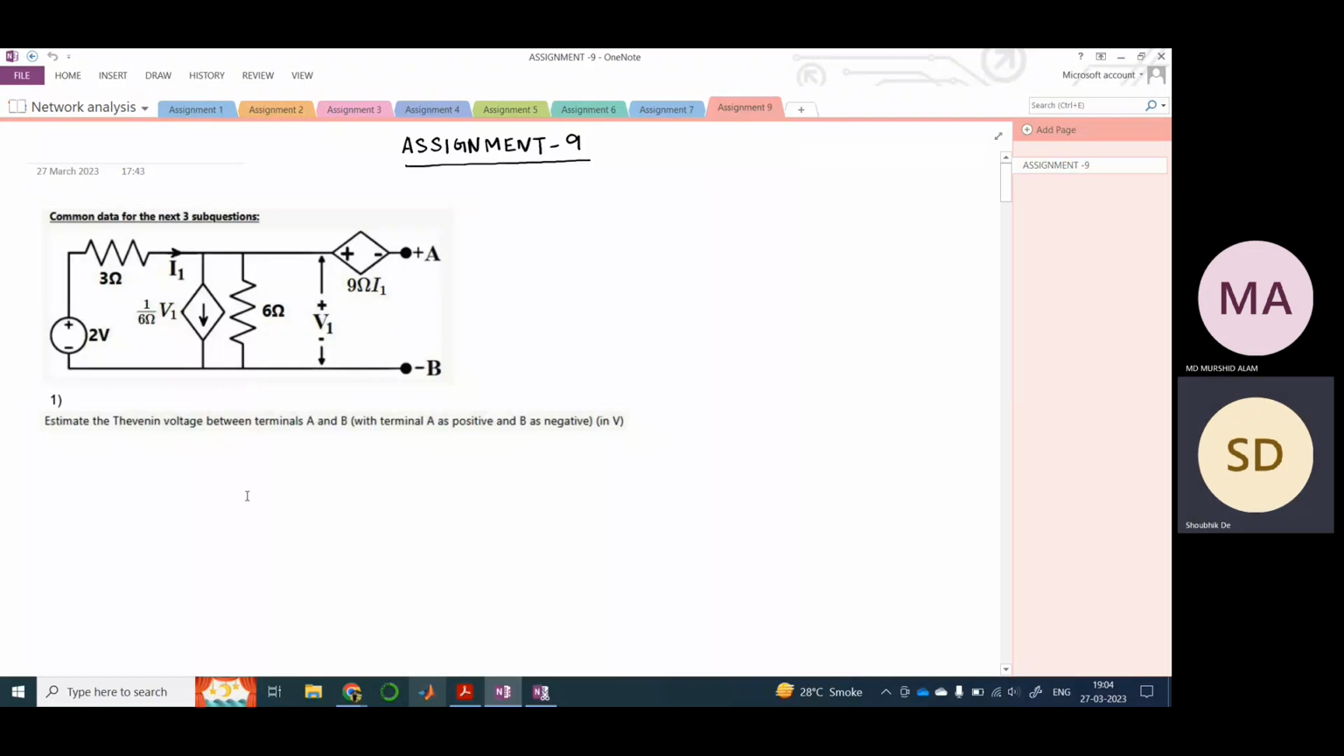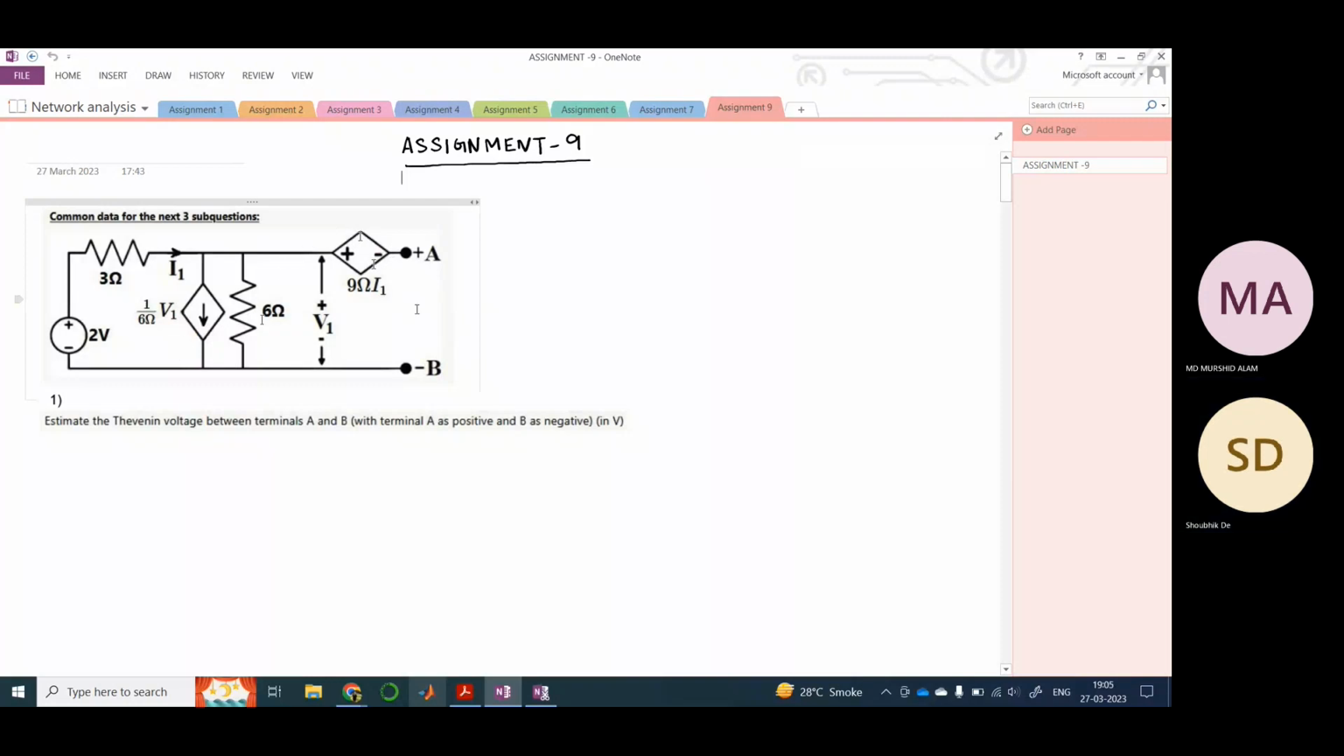So this is the circuit for this problem, and they have told us to estimate the Thevenin voltage between terminals A and B. And as we know, to calculate the Thevenin voltage between any two specified terminals, we need to open circuit that terminal and then find out what is the voltage across that terminal, right? So here there is a catch. See here, there are two dependent sources, right? One is the dependent current source and another is the dependent voltage source here, right?